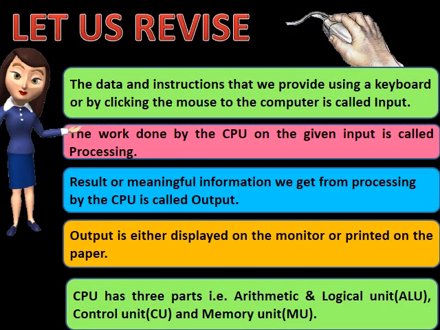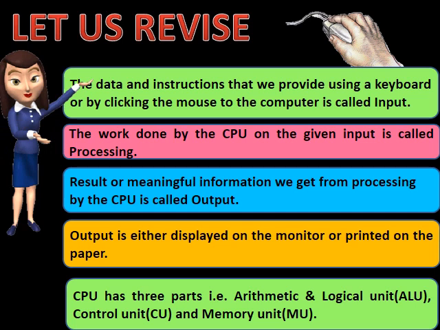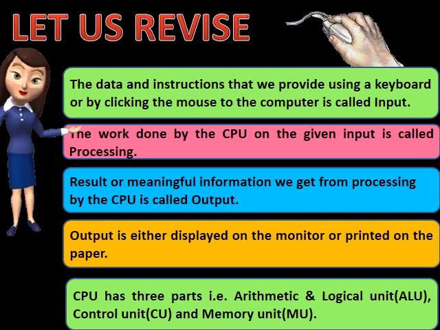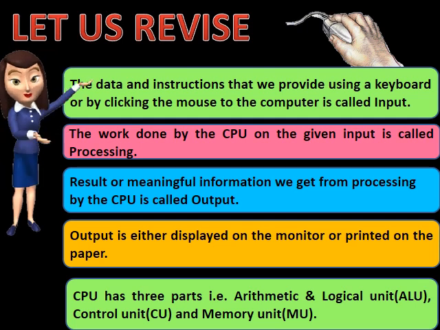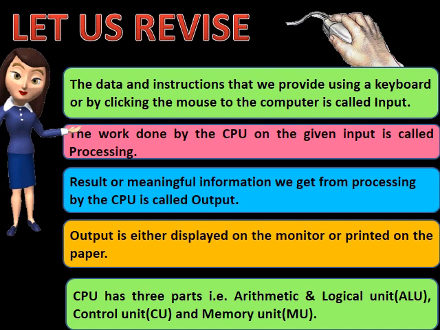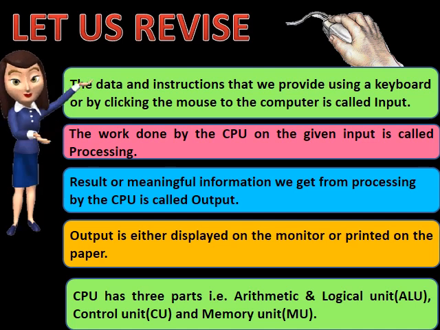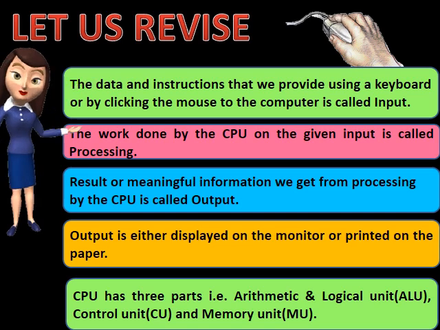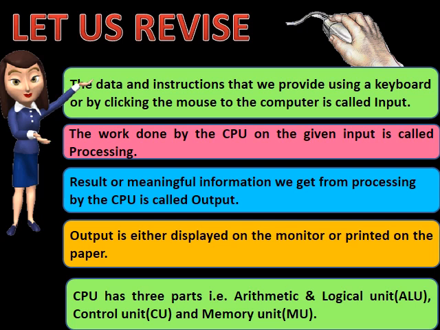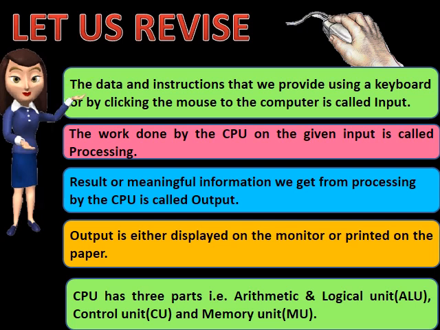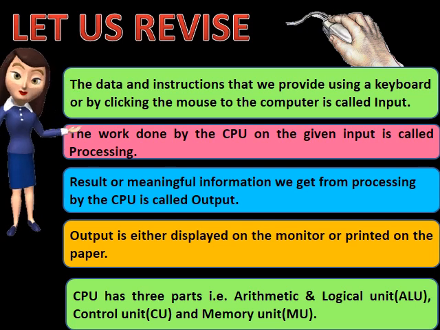Now let's recall some important points from this chapter. The data and instructions that we provide to the computer using a keyboard or by clicking the mouse is called input. The work done by the CPU on the given input is called processing. Result or meaningful information we get from processing by the CPU is called output. Output is either displayed on the monitor or printed on the paper.